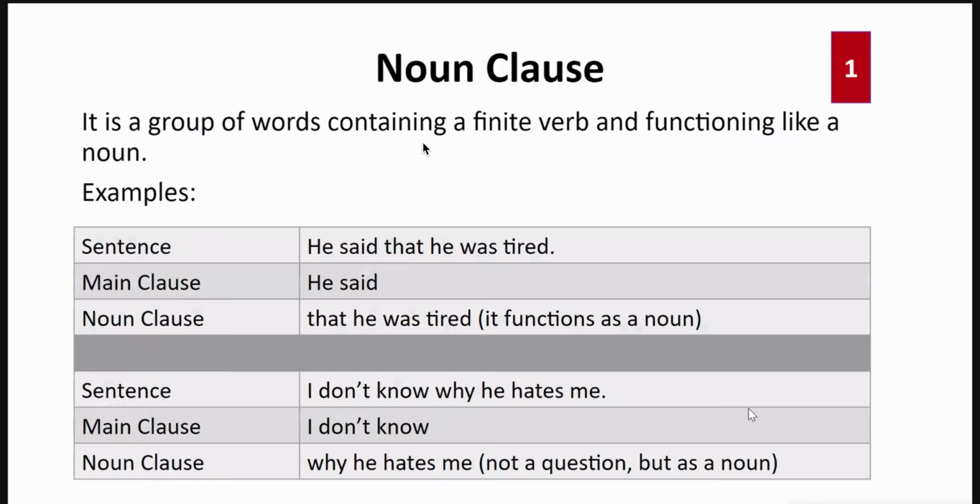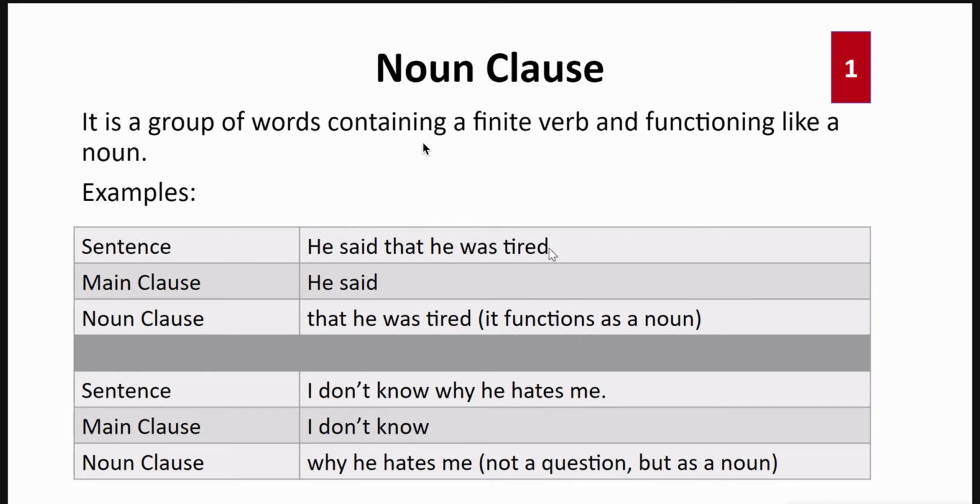Now we are dealing with the types of clauses. The first type is called noun clause. It is a group of words containing a finite verb and functioning like a noun. So different from noun phrase. A noun phrase could be 2 or 3 words combined together to become a phrase, while in noun clause, it contains a finite verb.